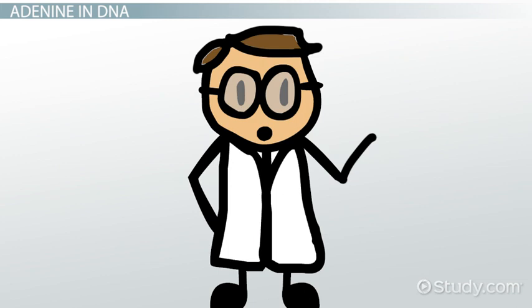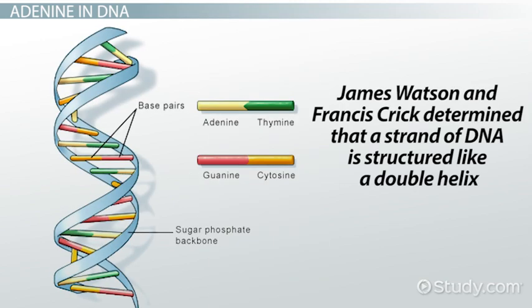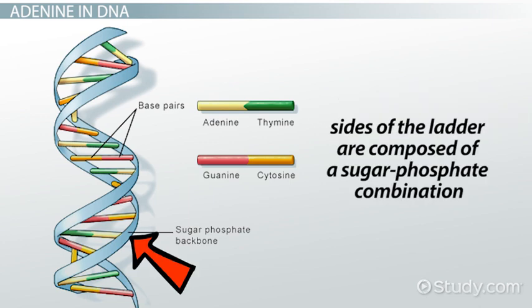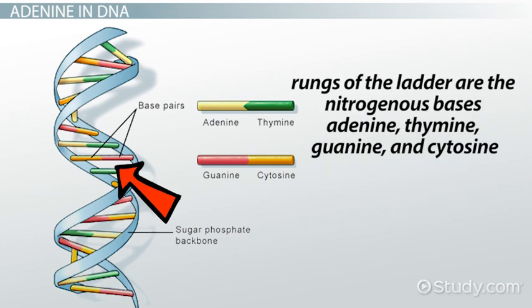To understand further the location of adenine within a DNA molecule and its importance, let's first explore the physical nature of DNA. In 1953, scientists James Watson and Francis Crick determined that a strand of DNA is structured like a double helix, which can be imagined as a ladder that has been twisted. The sides of the ladder are composed of a sugar-phosphate combination. The rungs of the ladder are the nitrogenous bases adenine, thymine, guanine, and cytosine.